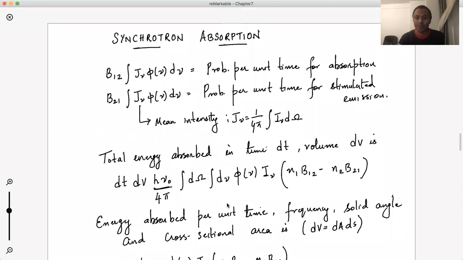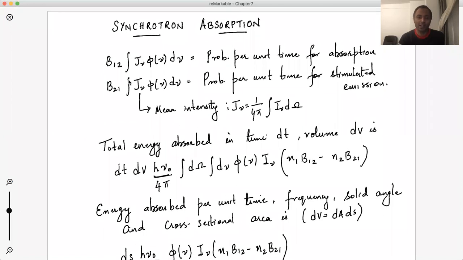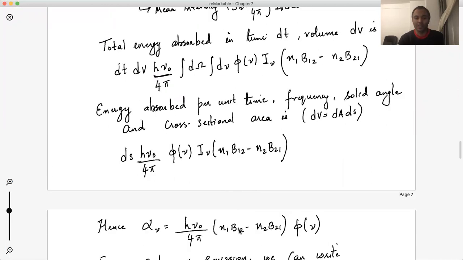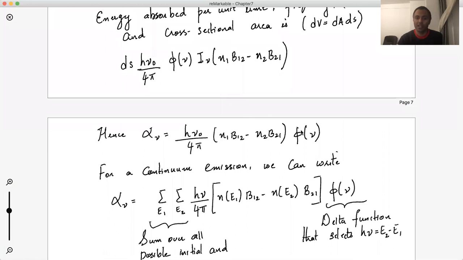Some of this can be confusing, especially if you find different definitions for the Einstein coefficients in terms of energy intensity instead of the mean intensity. You might in other literature find slightly different definitions, but in the end you'll get the same answer. So I encourage you to pause the video and make sure that you understand how we got here. From here it's very obvious: if I get rid of I nu and ds, the rest of it must be the absorption coefficient. So here's my absorption coefficient.